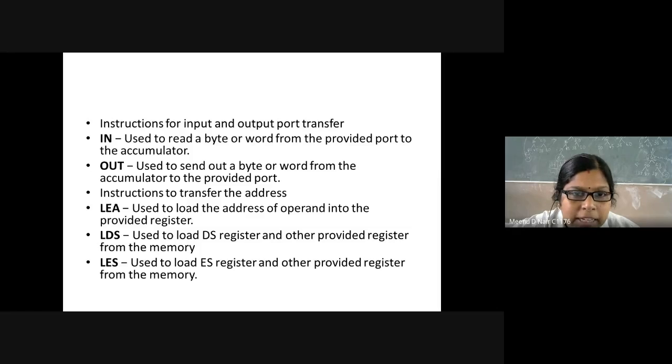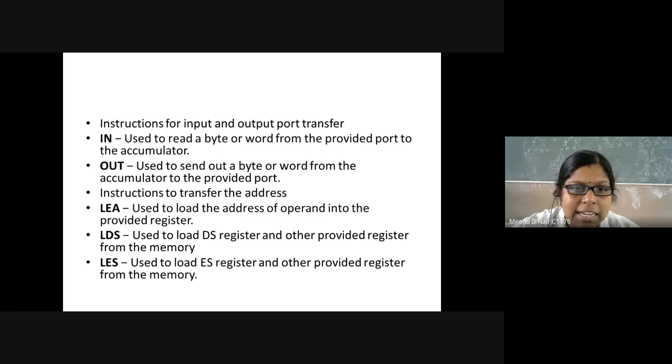The IN command reads a byte from the provided port to the accumulator. It is reading. OUT means whatever is there in your accumulator, you are writing it to the input output port. You are sending out. IN means you are receiving the data. OUT means you are sending the data.